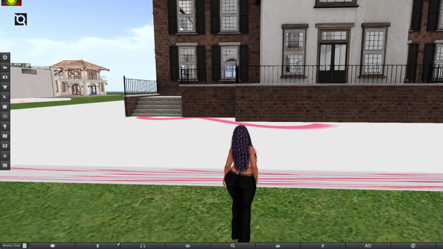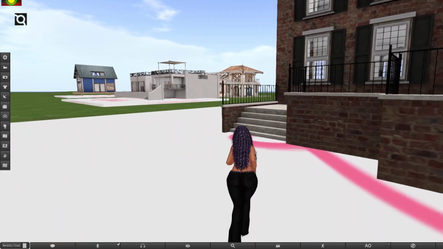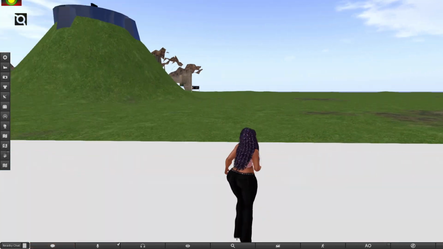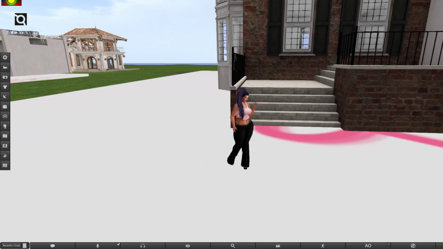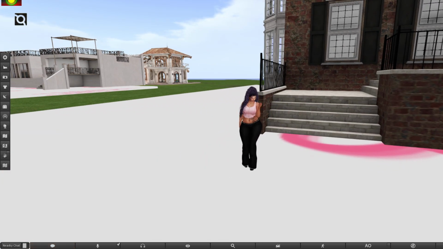All right, so let's go back to, I don't know why I'm, okay, just in case I have to put the camera back. There we go. All right, so let's go back to this. Now that you kind of know what that looks like.